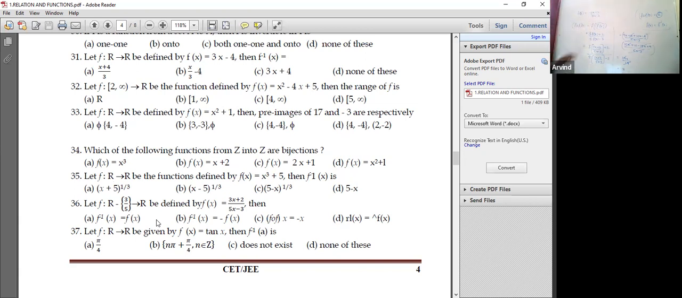So f circle f of x gives us x. I have told you, if f circle f of x is x, then the inverse is f of x. So which is the correct option?